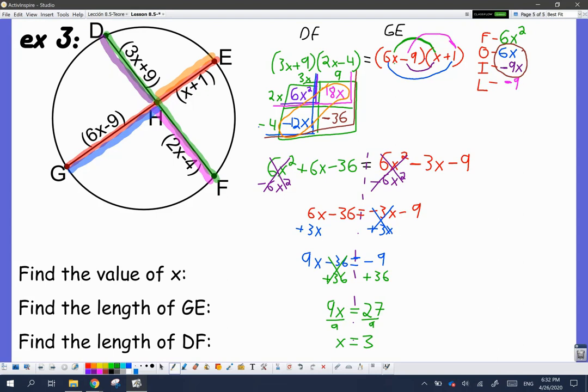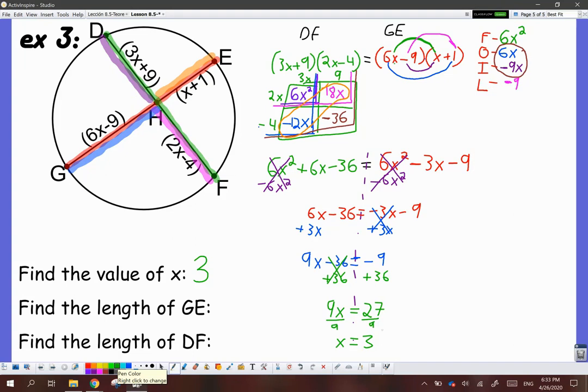Now that I know the value of x, now I can find the length of GE and the length of DF. But to do that, I need to find the length of each individual part first by substituting x into each expression. So we know that the length of GE is going to be the 6x minus 9 plus the x plus 1. Now, if you want to do this part by part first, you can do that.